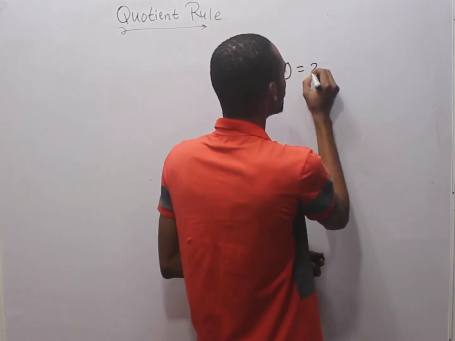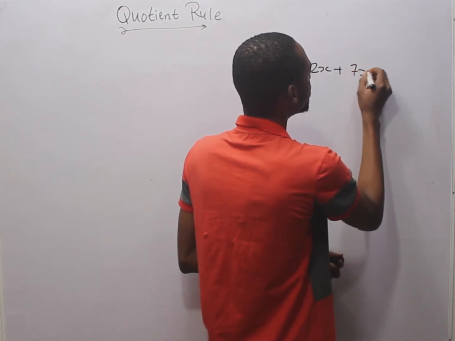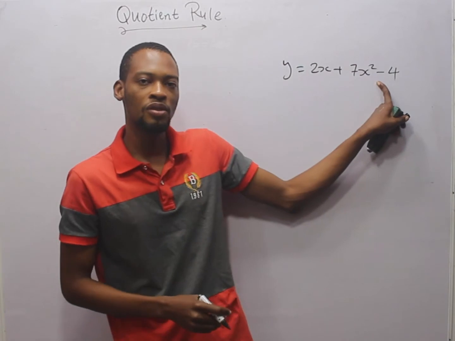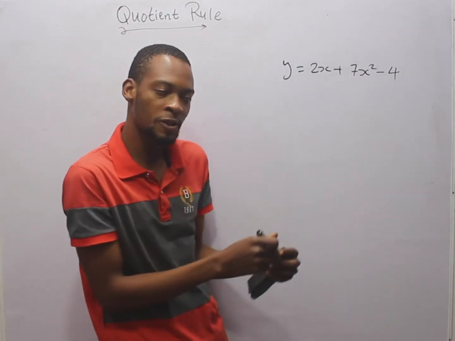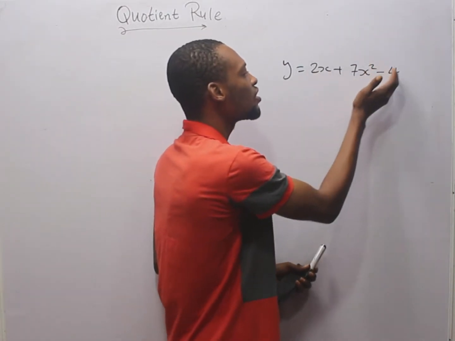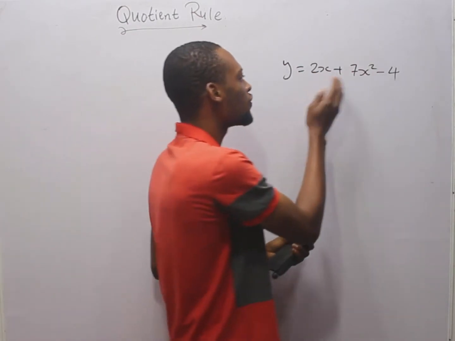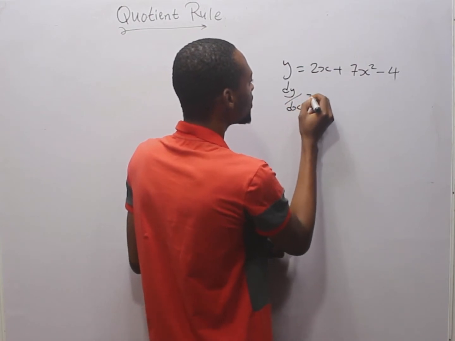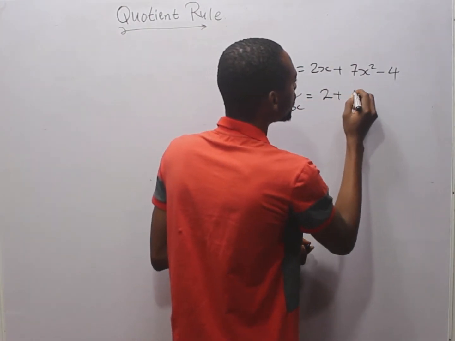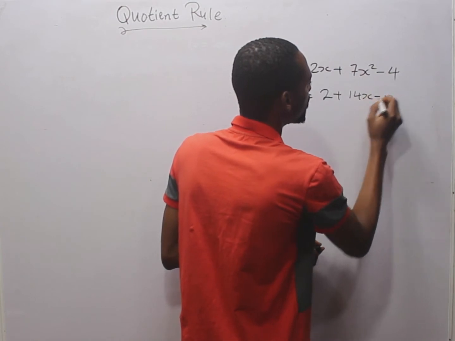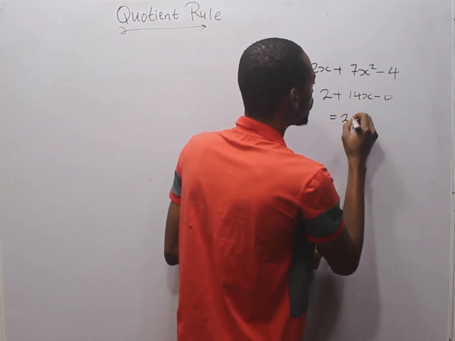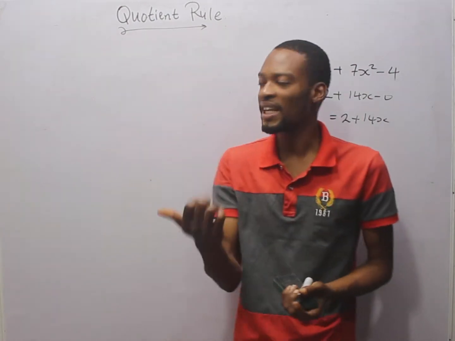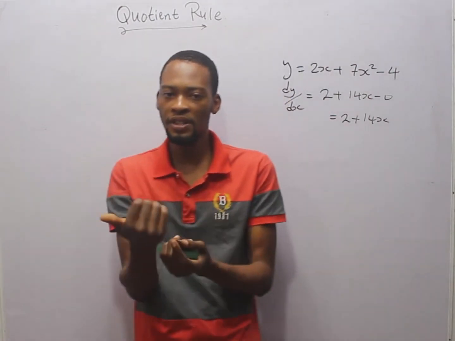If I say y is equal to 2s plus 7s squared minus 4, you see addition and subtraction. To differentiate addition and subtraction, you simply differentiate each of the items. For example, in this case, dy/ds is equal to 2 plus 14s minus 0, which is equal to 2 plus 14s. That is the technique for differentiating sums and differences.